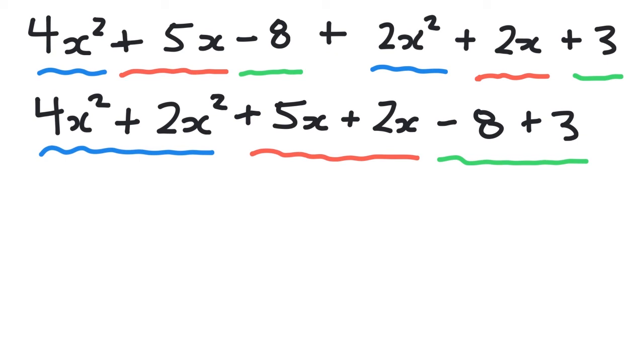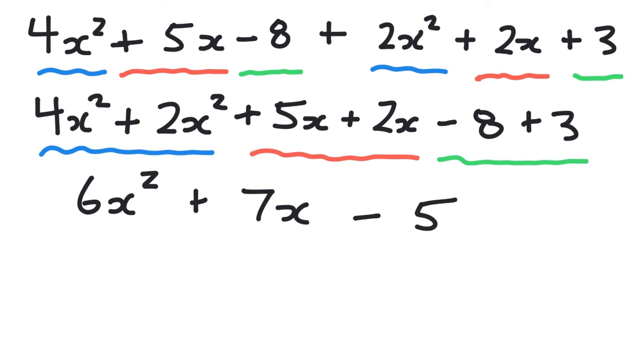I want to combine everything to simplify it. 4x squared plus 2x squared is 6x squared. Again, you're not adding those exponents. It's not x to the power of 4. It's 6x squared. 5x plus 2x is 7x. And -8 plus 3 is -5. So notice I'm working downwards like we often do in math. Makes things a lot easier to follow.